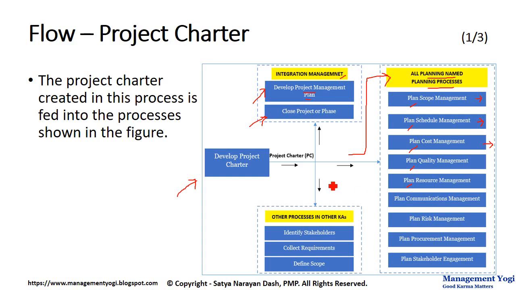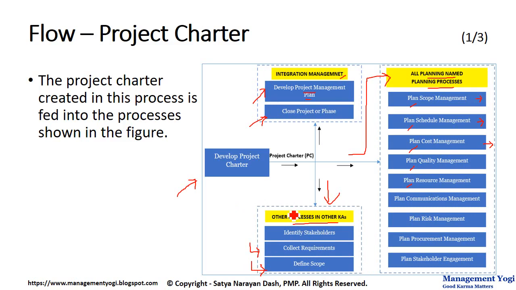And also project charter is acting as an input to other processes in other knowledge areas, and there are only 3. One is identify stakeholders in stakeholder management knowledge area because primarily the PC has information with respect to the initial stakeholders. And because the PC has information with respect to requirements, the high level requirements, that is why it is acting as an input to collect requirements process. And also the PC has information with respect to the product characteristics, and that is the reason it is acting as an input to define scope process, which will create the scope statement of the project.